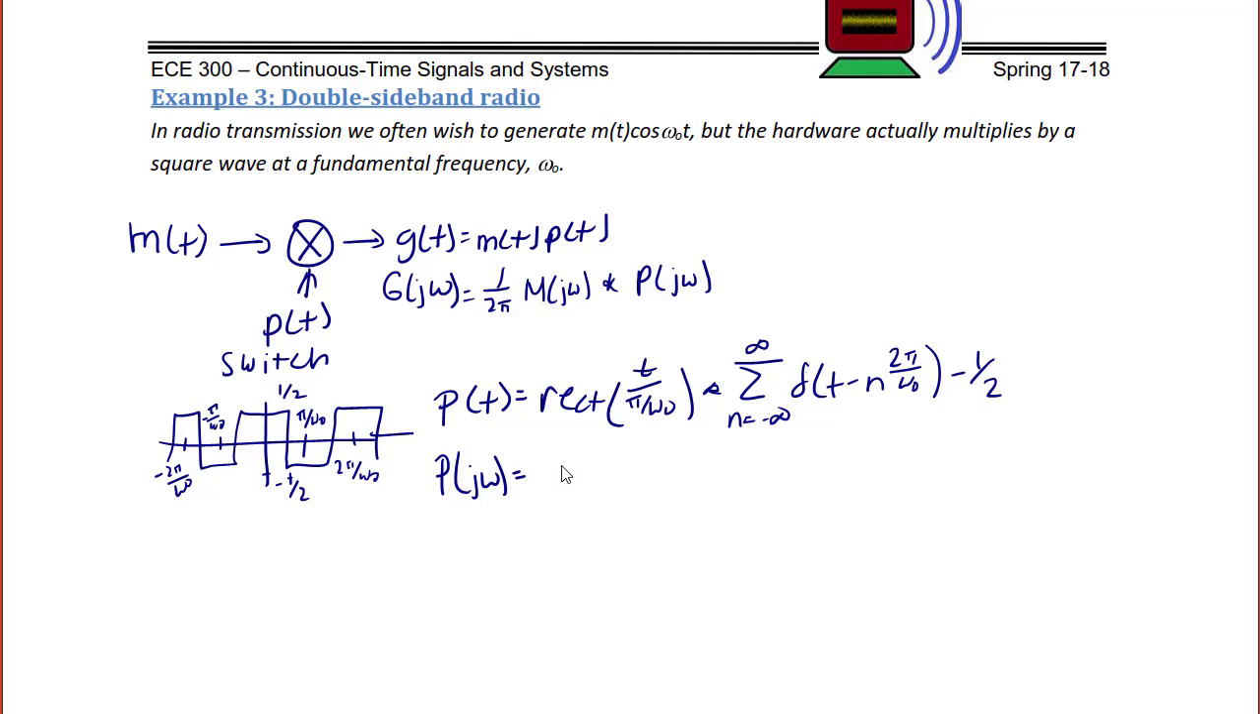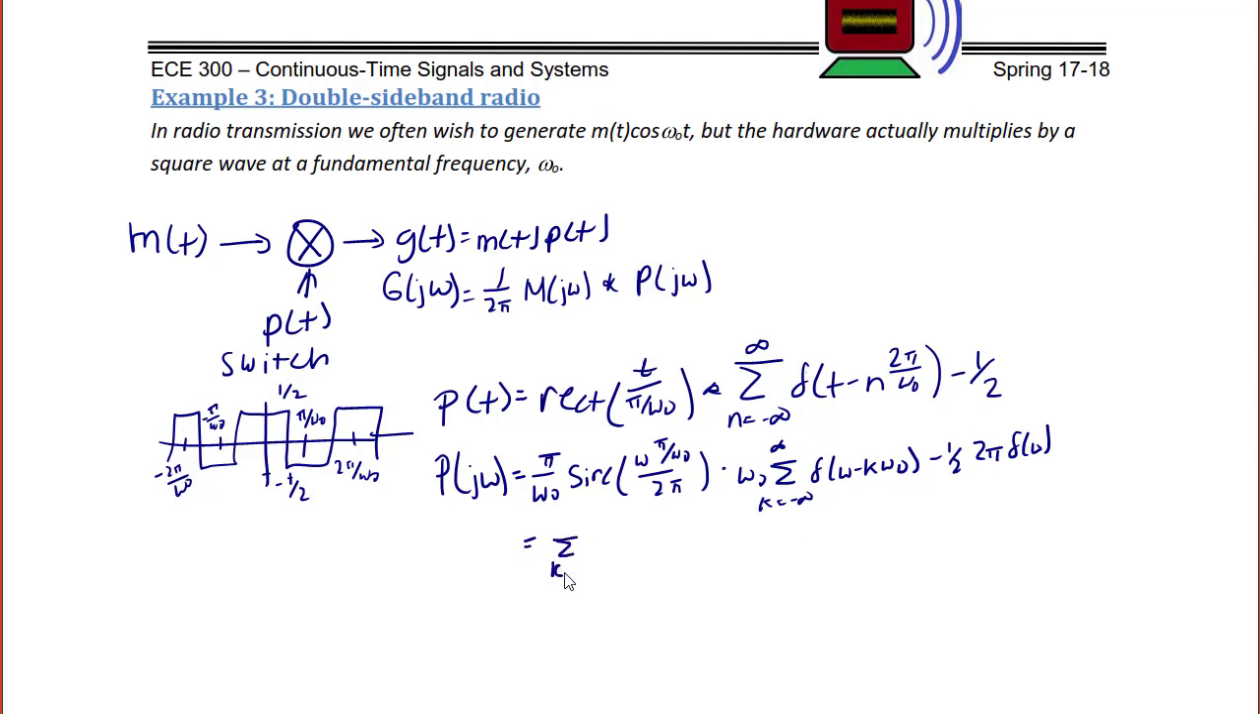P of j omega, using multiplication in the frequency domain because it was convolution in the time domain, is pi over omega naught sinc of omega pi over omega naught divided by 2 pi, times omega naught, the summation from k equals negative infinity to infinity, delta of omega minus k omega naught, minus 1/2 2 pi delta of omega, which equals the summation from k equals negative infinity to infinity, where k is not equal to 0, of pi sinc of k over 2 delta of omega minus k omega naught.